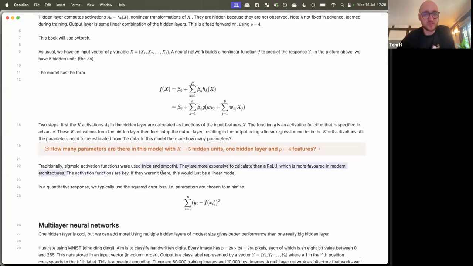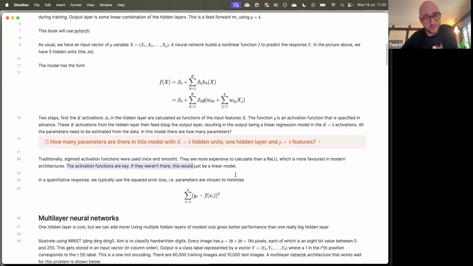So the activation functions are key. If these G weren't here in this equation, this would just be a linear model in X. So they're really the key to this approach. Jack, did you have a question or comment there?